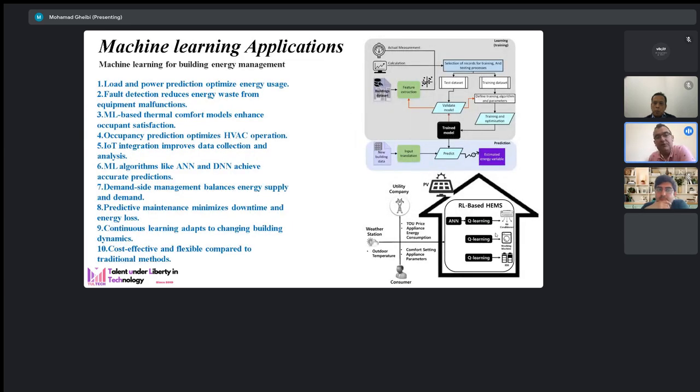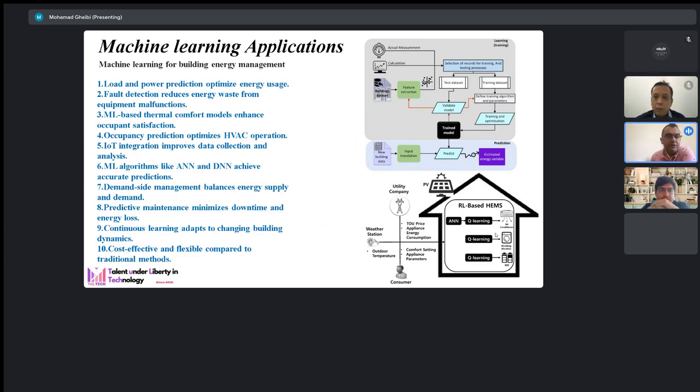Now, machine learning can also help us with different applications for building energy management. We need to check here. We can see one house, and how we can implement machine learning applications in our future smart houses. We need to check the load and power prediction to optimize energy usage. The second one, we need to focus on fault detection, to reduce energy waste from equipment malfunction. Machine learning-based thermal comfort models enhance occupant satisfaction.